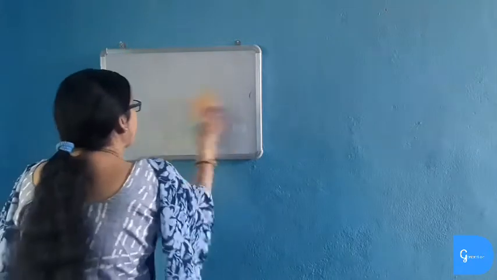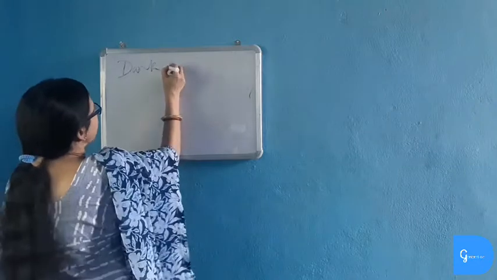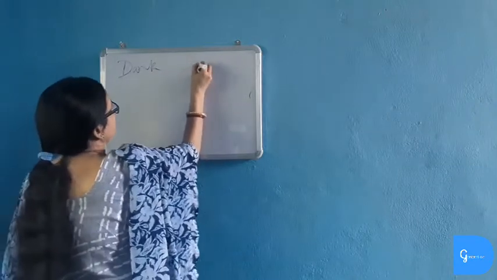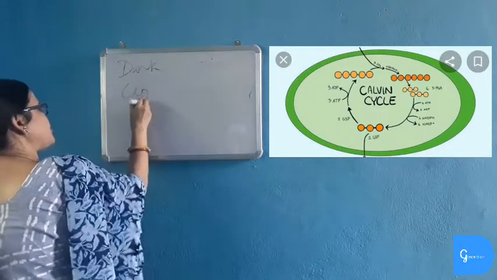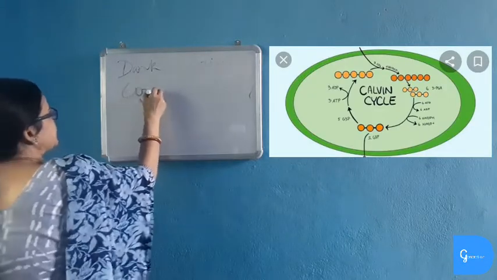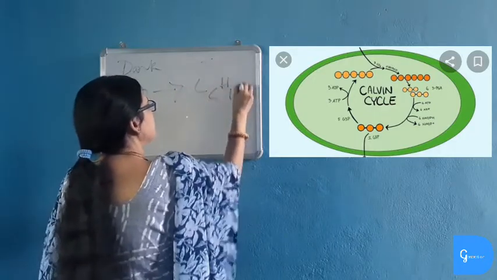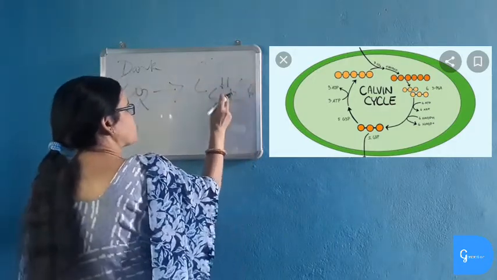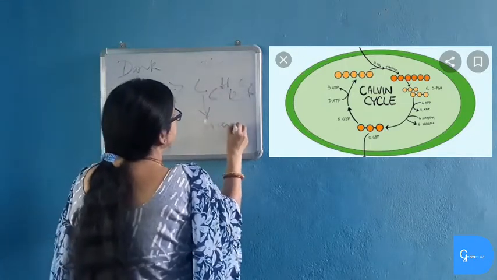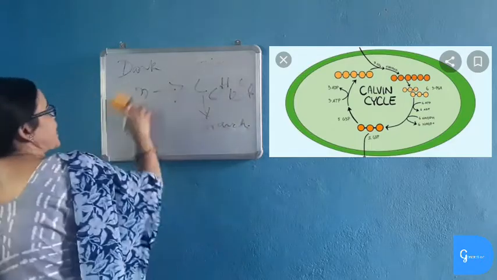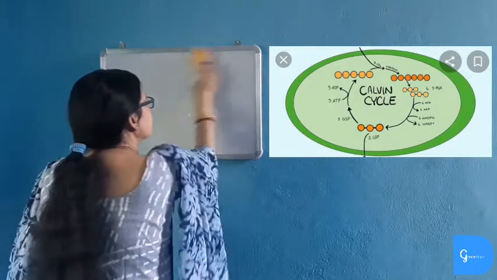Now comes dark reaction. Dark reaction is not dependent on light. It is also known as carbon dioxide fixation. In this, carbon dioxide which is taken in the leaves is reduced to give carbohydrate. This carbohydrate, when stored in leaves, is stored in the form of starch. So in dark reaction, reduction reaction of carbon dioxide takes place to form carbohydrate.